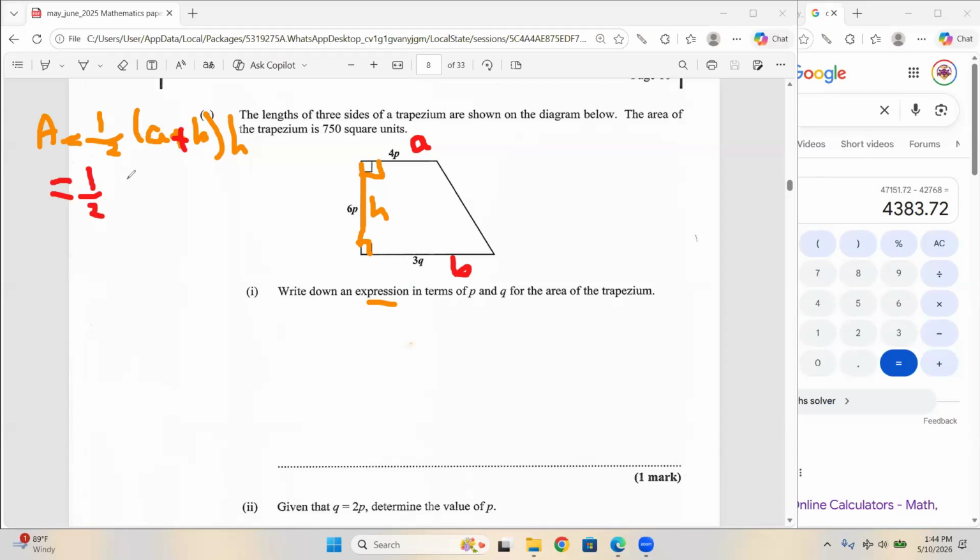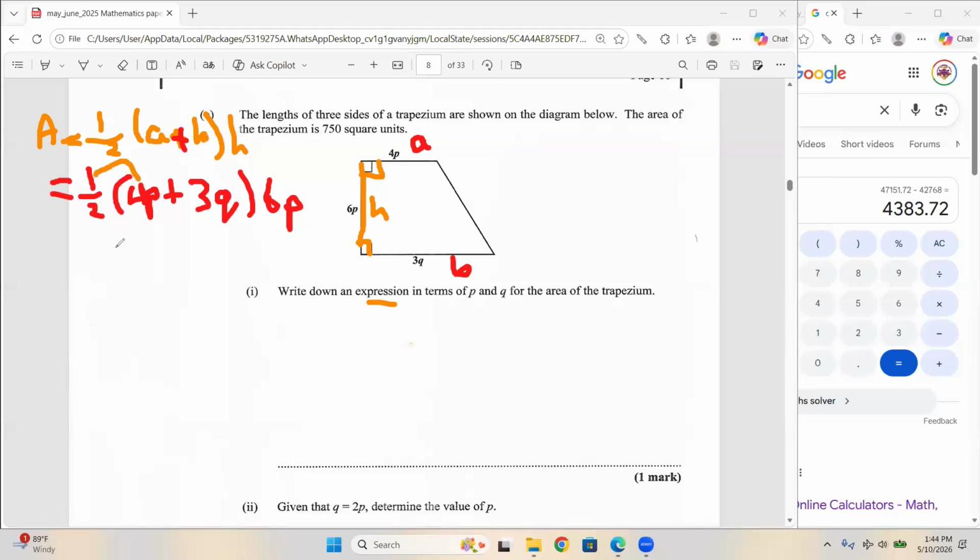So half, A I label as 4P, B I label as 3Q. The height is 6P. Some interesting things. Now, we can't even add what's in the bracket because we have two different terms. We have a term in P, we have a term in Q. You can't add a term in P to a term in Q. Now, if both of them were P's or Q's, yeah. But what I have to do then is distribute. I think I'll start my distribution from the front, from left to right.